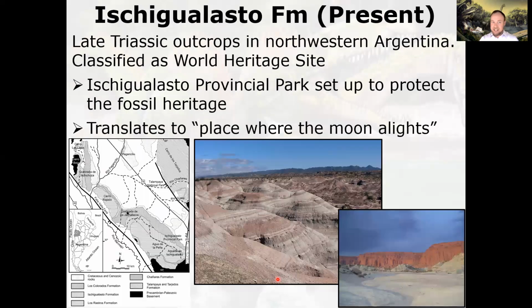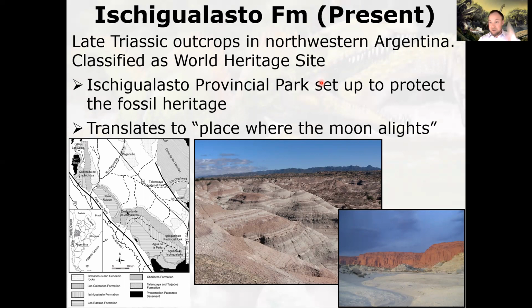So let's start in the Triassic of South America. So this is one of the earliest places where we find any evidence of dinosaurs whatsoever. So we talked about Ghost Ranch in North America, the coelophysids, Dilophosaurids that we saw there. This is even earlier than that. So this is late Triassic outcrops in northwestern Argentina. It's actually classified as a World Heritage Site because of all of the different dinosaur fauna and, well, I should say late Triassic, early Mesozoic fauna that are present.